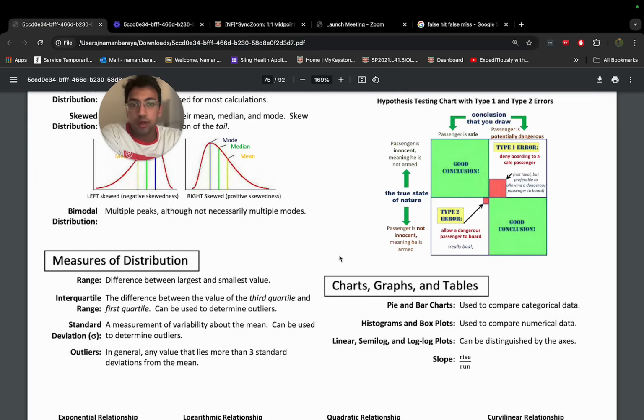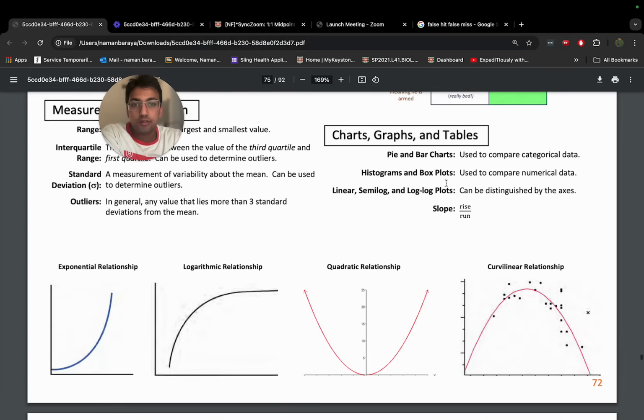Okay. Finally, we have charts, graphs, tables, and this is just pie or bar charts, which is for categorical data, histograms and box plots as numerical data, and then linear, semi-log, or log plots you can use by distinguishing the axis. And usually this is just used for convenience, the log plots, to show the data in a more presentable manner. Slope is obviously the rise over the run, so the change in the y over the change in the x.